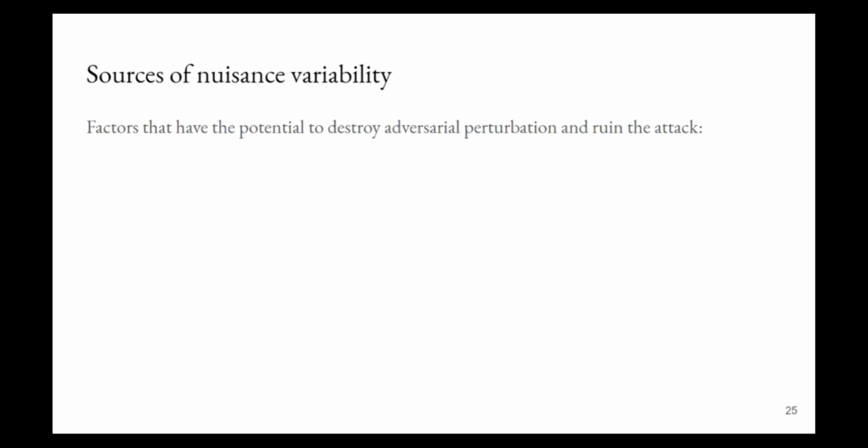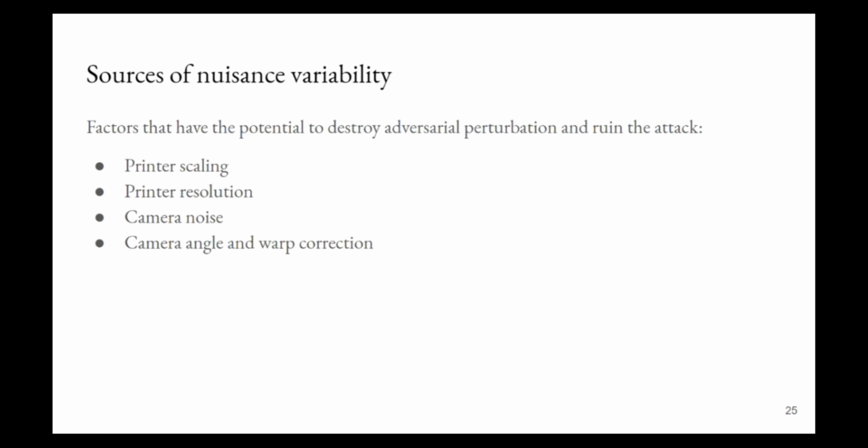Using this setup, there are 5 factors that have the potential to destroy adversarial perturbation and ruin the attack: the printer scaling, the printer resolution, the camera noise, the camera angle and the warp correction, and the lighting conditions.